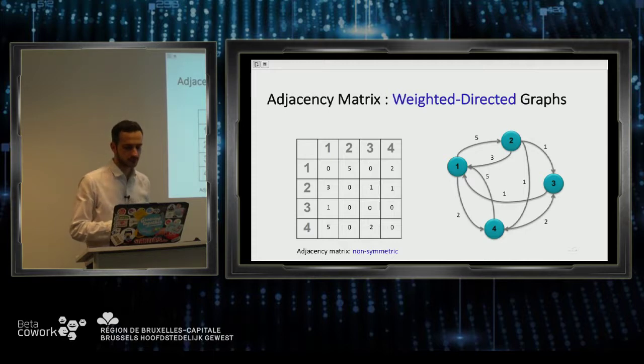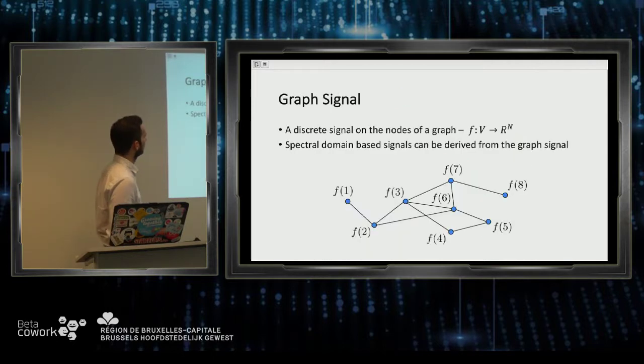Basically, it is a way that you express your graph. It has to do with what you encode in the matrix, right? Now, apart from the fact that you have a graph, you can also have signals that live on nodes of a graph.